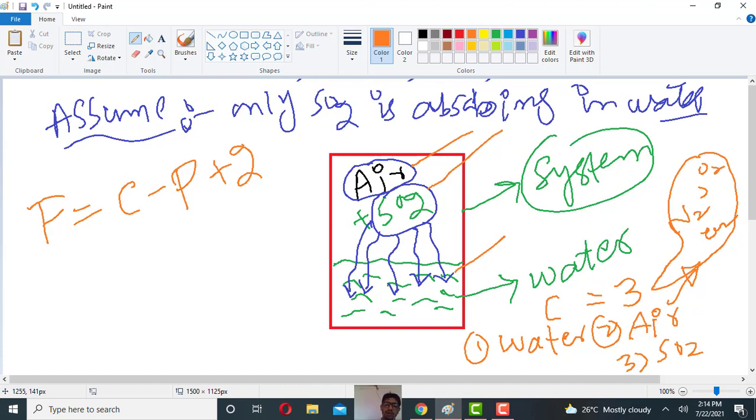Similarly, how many phases will be present in this system? So in this system there are 2 phases. One phase is the liquid phase.